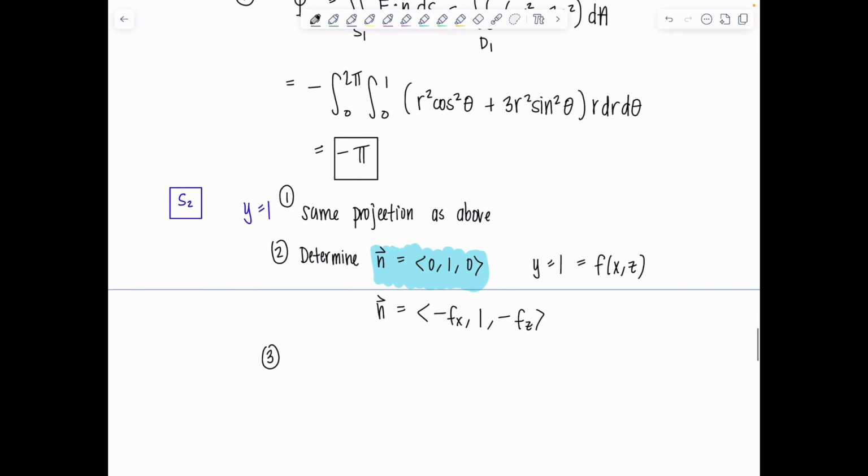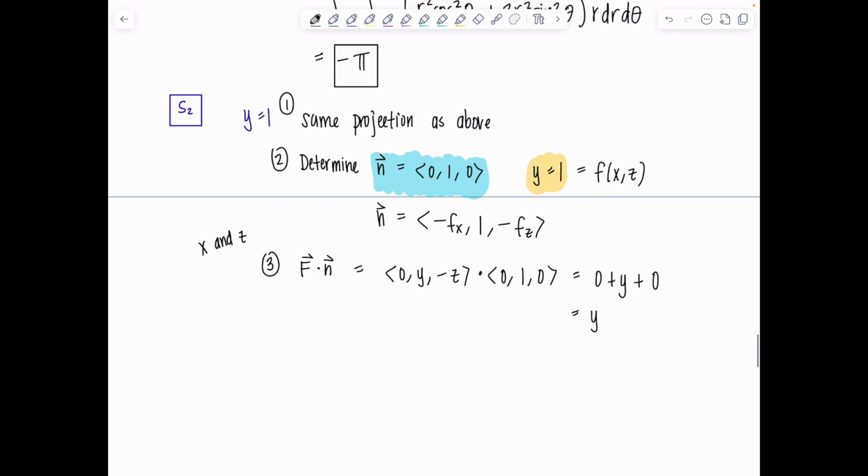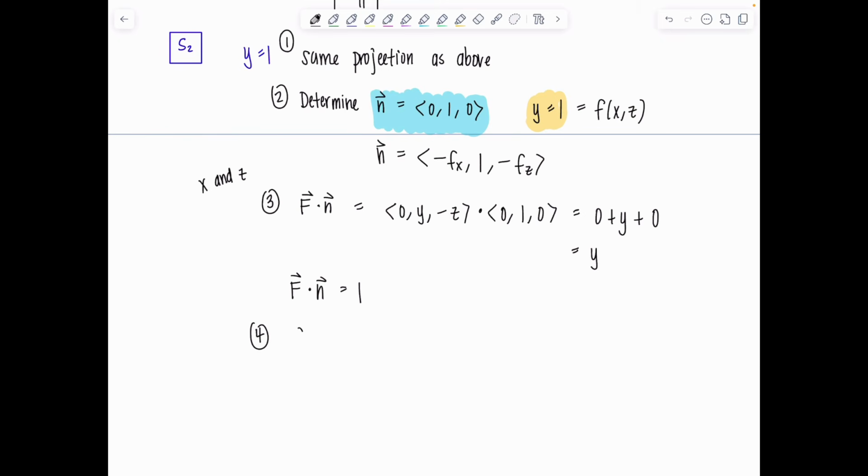We have to find F dot n using only x and z. So what was F? 0, y, negative z, dotted with 0, 1, 0. 0 plus y plus 0. So it's just y. Oh no, that's not involving only x's and z's. It's all good. We're on the surface y equals 1. Oh, so then that means F dot n is 1. Perfect. Okay. Step 4, set her up.